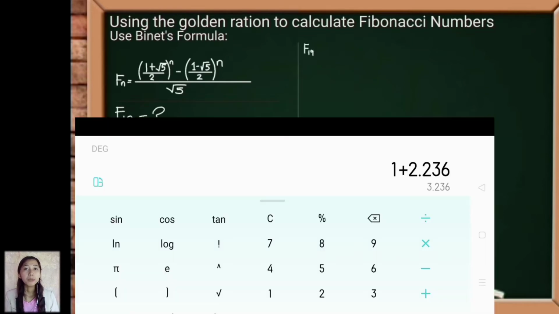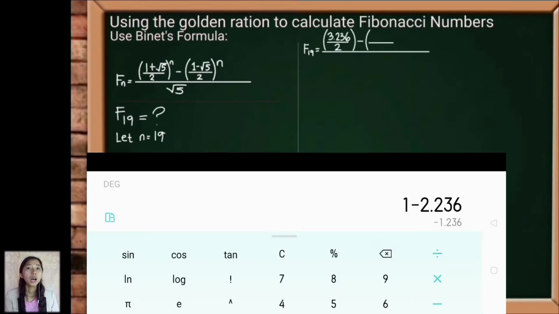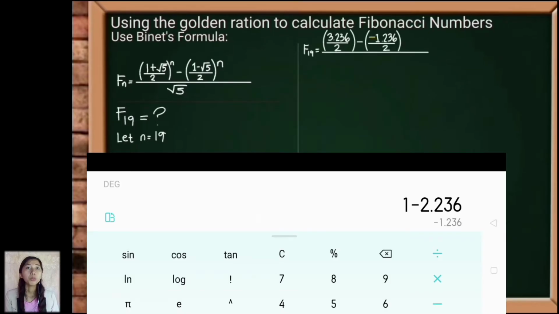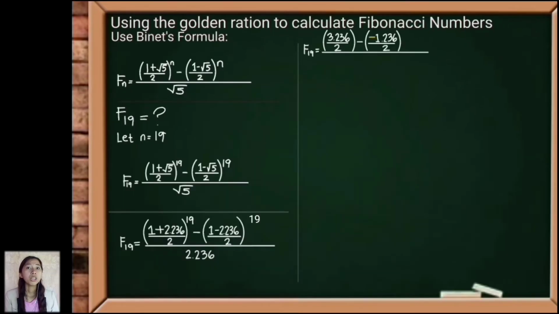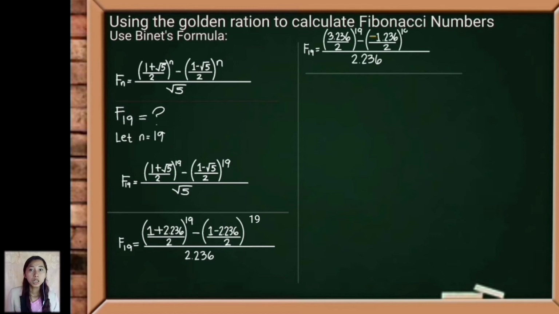F19 equals 1 plus 2.236, which equals 3.236, over 2, minus, open parenthesis, 1 minus 2.236, that is negative 1.236. So the value of radical 5 is 2.236. You just have to copy that one. Okay, again, we have to simplify it.